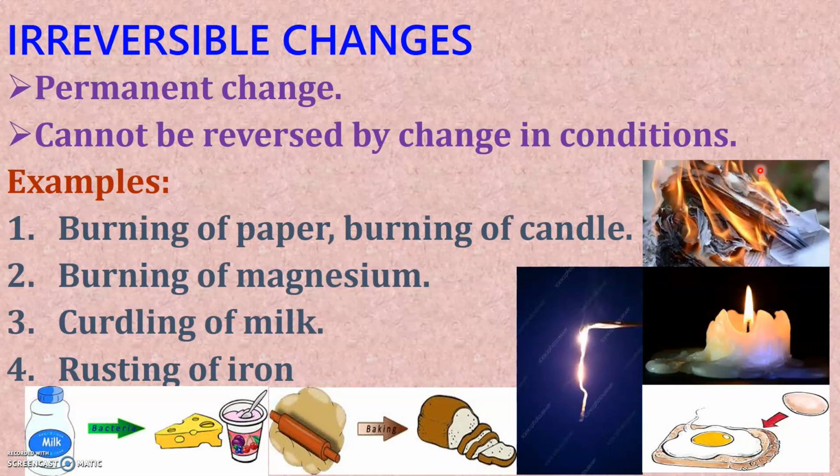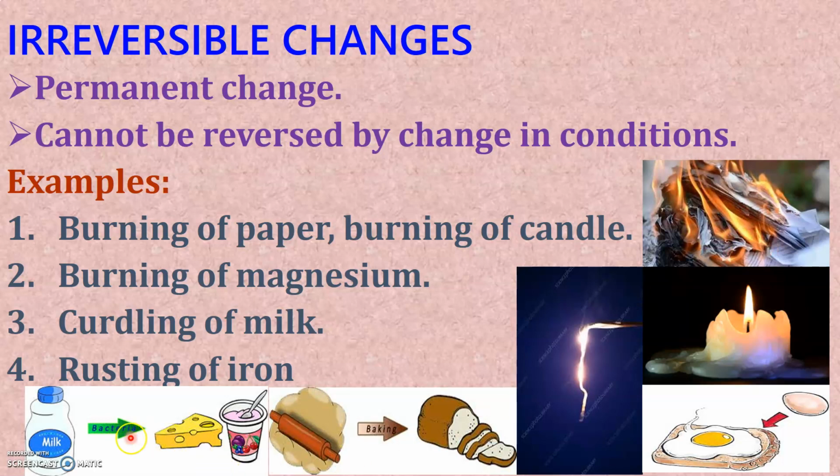Irreversible changes. Unlike reversible changes, these are permanent changes, and also they cannot be reversed by change in conditions. Burning of a paper, a candle or a piece of magnesium ribbon, all these on burning, we cannot convert back into the original substance. This cannot be even done by any change in conditions.